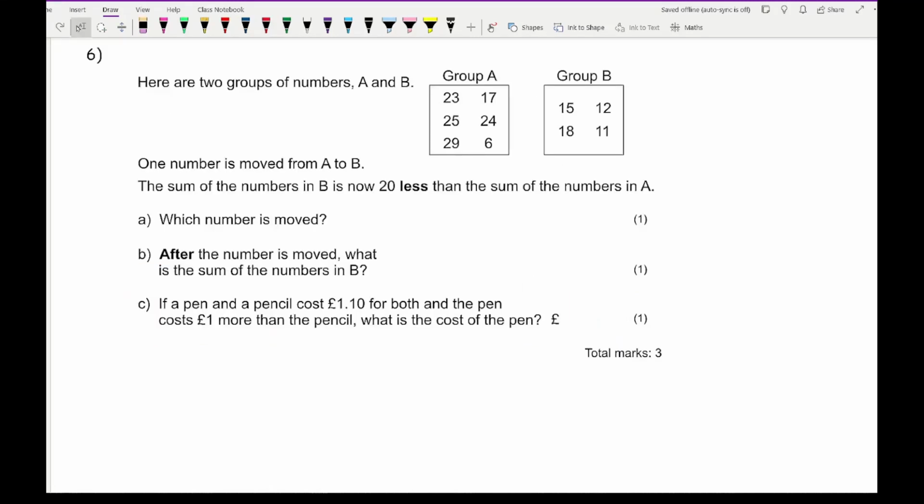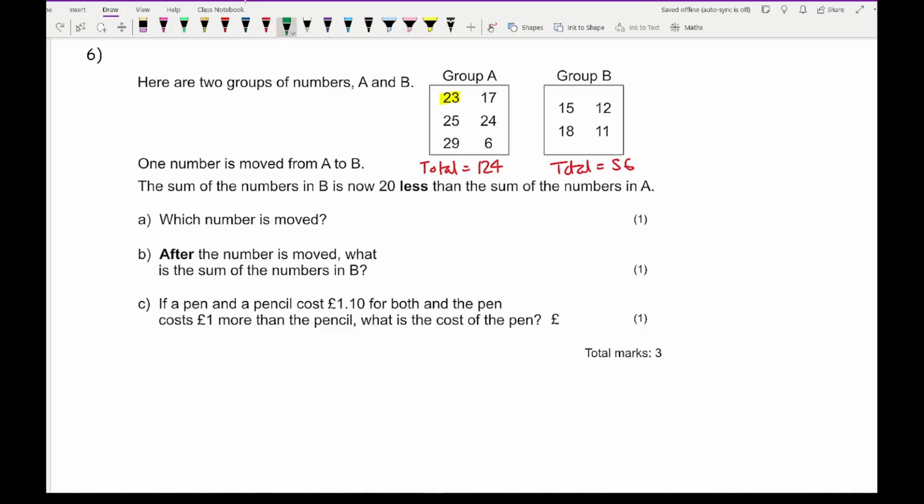£170. So looking at question 6, it says here are 2 groups of numbers A and B. One number is moved from A to B. The sum of the numbers in B is now 20 less than the sum of the numbers in A. Which number has moved? Now for this, I would strongly recommend that you work out the total for each one first. So here we get 124, and the total for B is 56. Now from this, what you then want to do is start by subtracting one of these numbers, add it to group B, so add it to 56, and then see where the difference is 24.